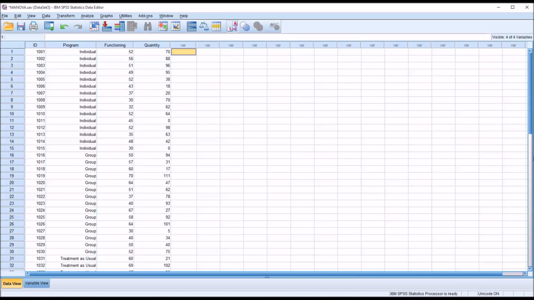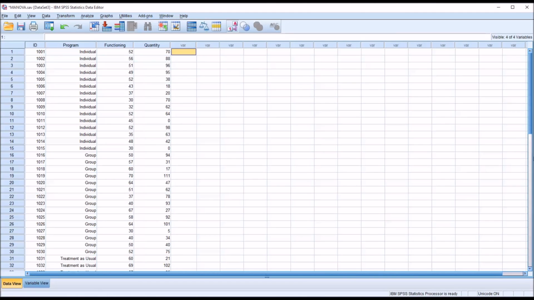MANOVAs assume multivariate normality. They are sensitive to outliers. There needs to be a linear relationship between each pair of the dependent variables across each level of the independent variable. This test also needs homogeneity of covariance matrices, but that assumption is tested as part of the MANOVA. And the dependent variables in a MANOVA cannot be multicollinear.